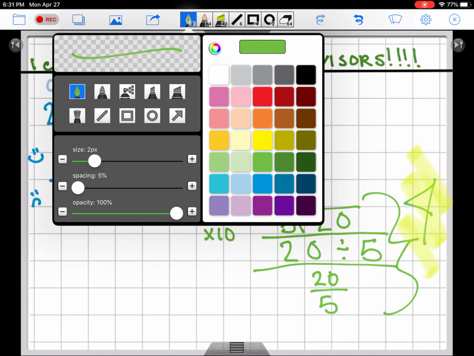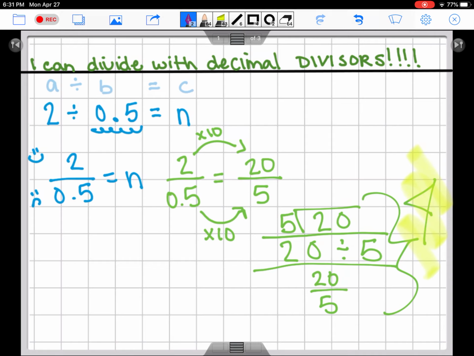So let's take a look at what this really means. When we are looking at 2 divided by 5/10, I know that 5/10 is equal to 1/2. So I just want to show you guys what this looks like in picture form. Think about it like I have 2 cookies, delicious, and I want to know how many halves of cookies I have. If I have 2 cookies, how many halves do I have?